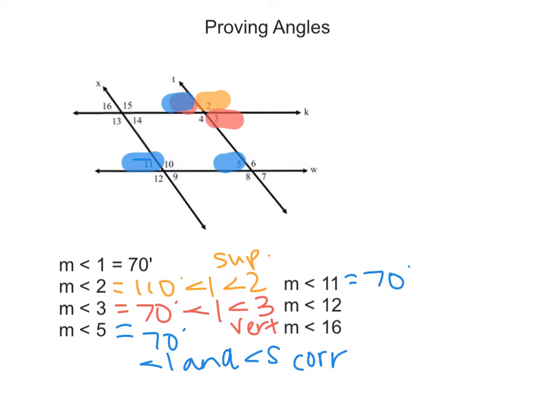From there, you could say that angle 12 and angle 11 are supplementary because they add up to make 180. Therefore, angle 12 is 110 degrees. And then you could jump to angle 16, which you could say is alternate exterior to angle 3. You could say that it's corresponding to angle 1. You could say that it is corresponding to angle 11. You can use any of those justifications as long as they are accurate.